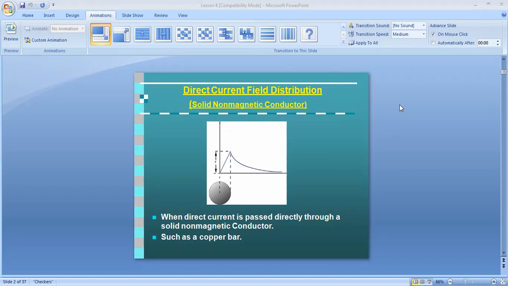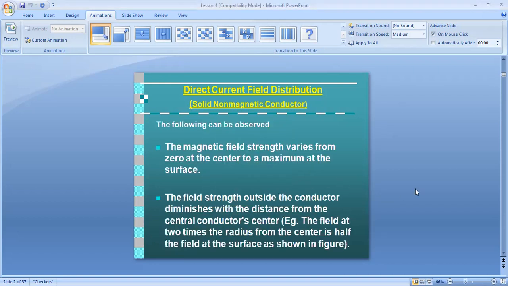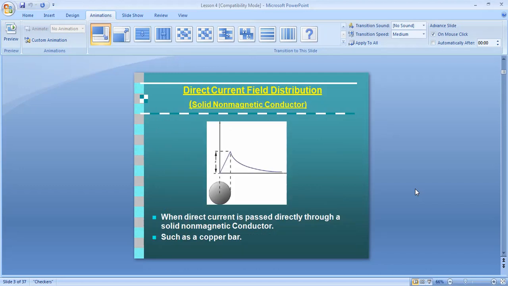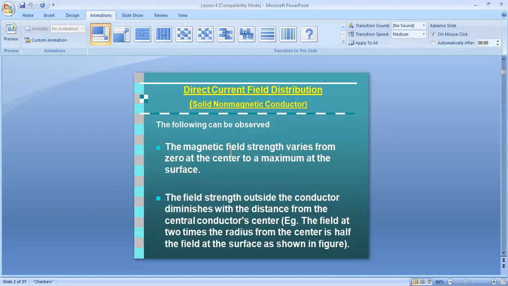You will get the same magnetic field as with a non-magnetic conductor, because our job is here, and the magnetic field depends on this, right? So here it is always less. Now the magnetic field strength varies from 0 at the center to maximum at the surface. When you apply current to this conductor, at the center of the conductor the field is always 0. Please remember, see here, the center field is 0 and it increases, and at the OD the field is high.